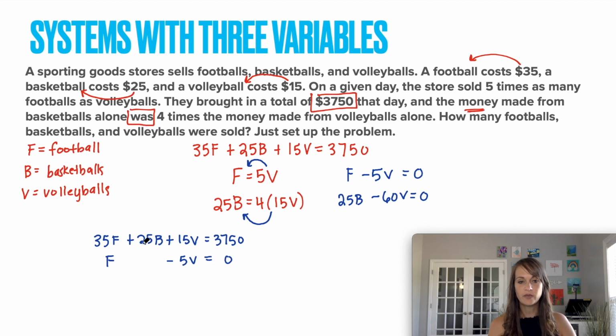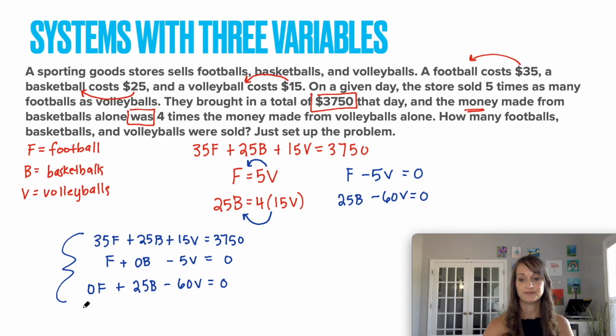Why did I put a huge space? Because there was no b. So think about it as a 0b. And then I have a 25b minus 60v also equals 0. Now, why did I leave a space in the front? Because there was no f inside this equation, which means it was a 0f. So this now becomes your systems of equations, which you can plug into the calculator to find your answer.